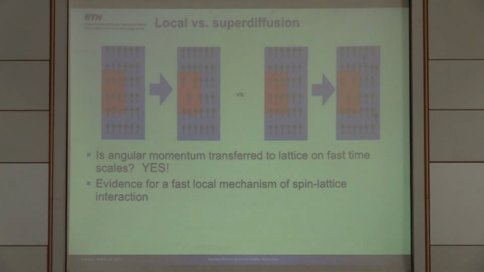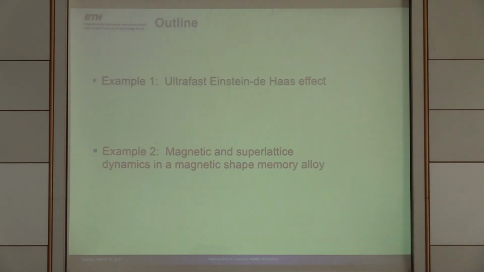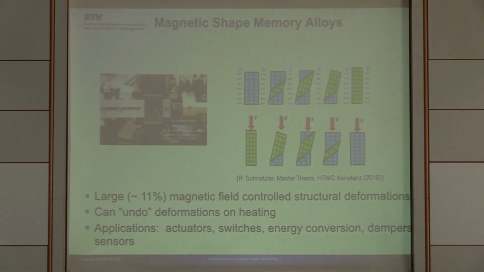OK. How much time do I officially have? OK. All right, so I'll breeze through the second example pretty fast, although it's the newer part and probably the more rough. This is about magnetic shape memory alloys. The phenomenology is that you have a very large magnetic field-controlled structural deformation in these materials.